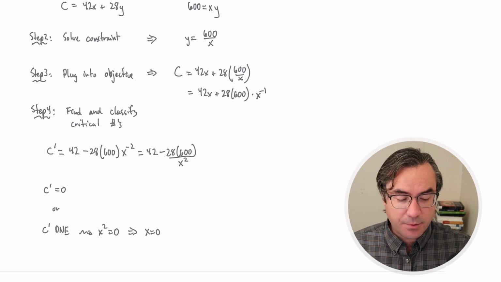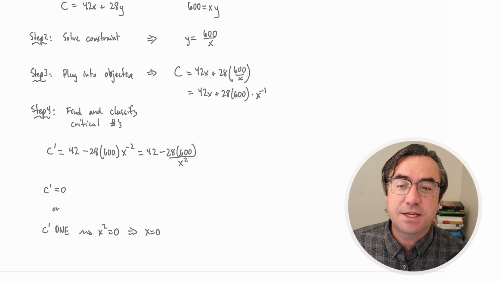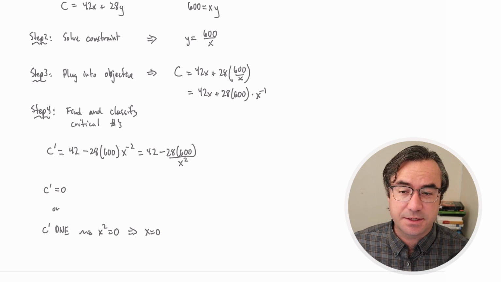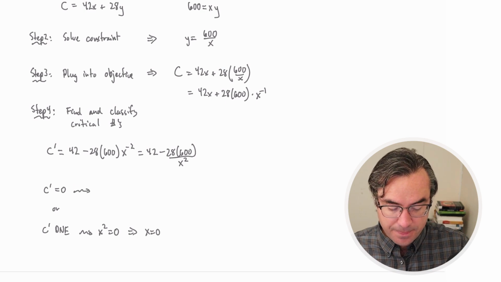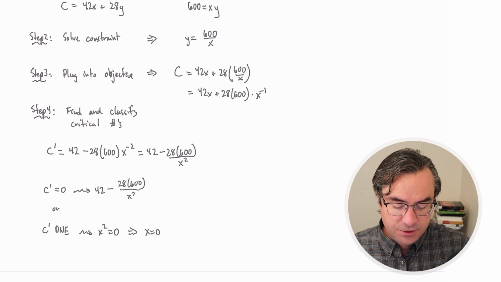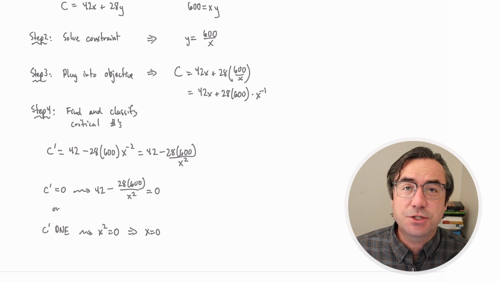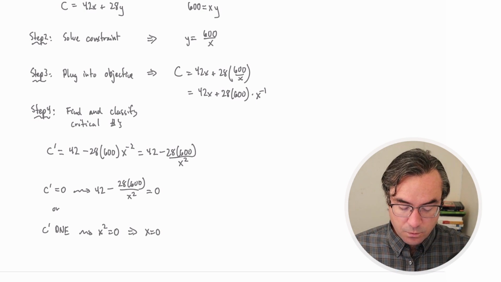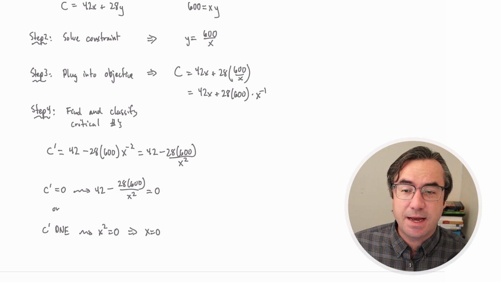The next critical number, well, we're going to get a few more. We're going to set the derivative equal to 0 and solve this for x. So let's try that. So we're going to set 42 minus 28 times 600 over x squared equal to 0. And then we want to solve this equation for x. So one thing we can do to try to get rid of that fraction is multiply both sides by x squared.